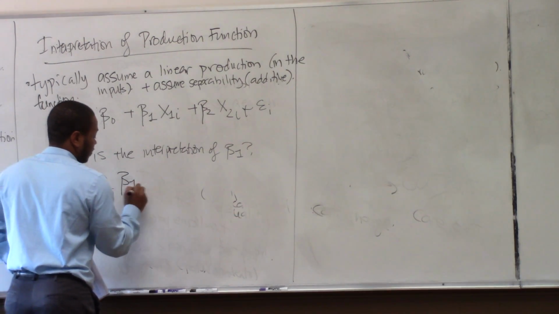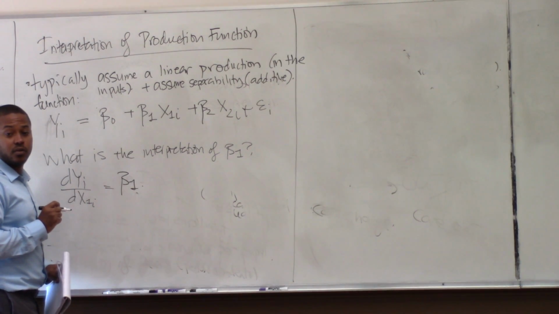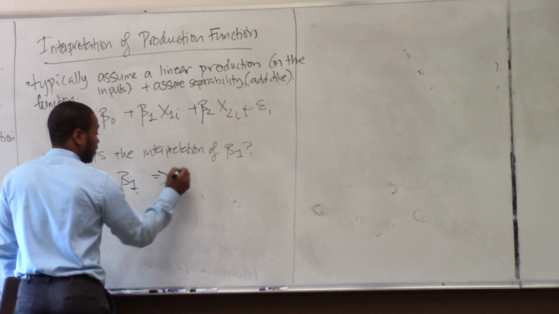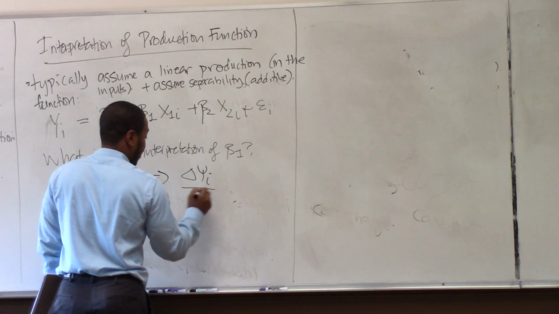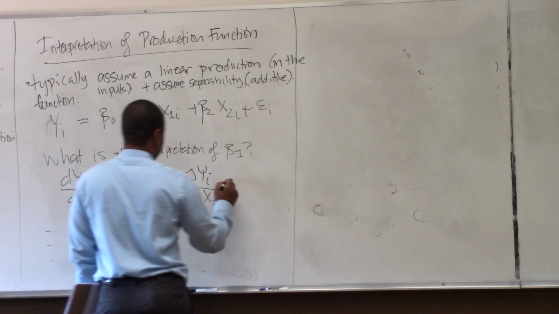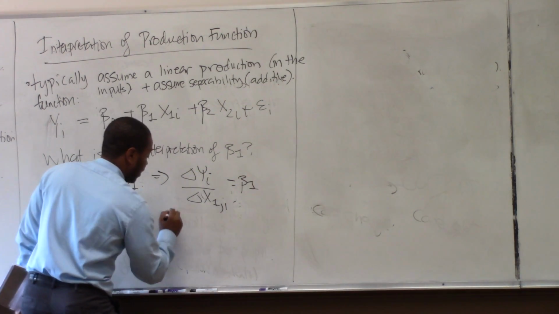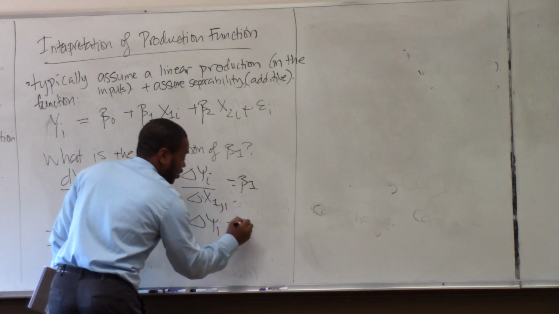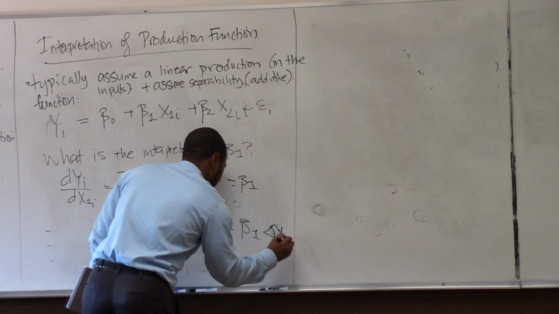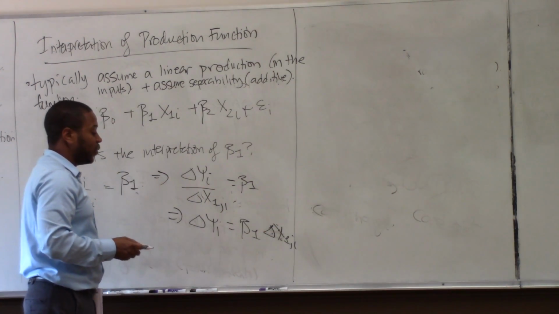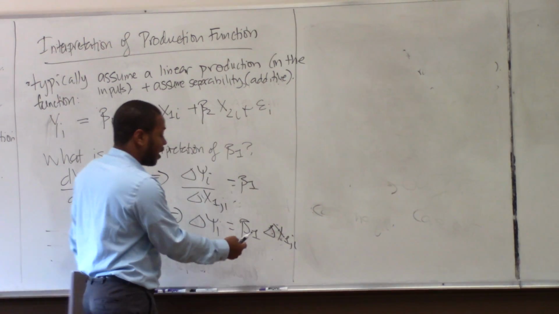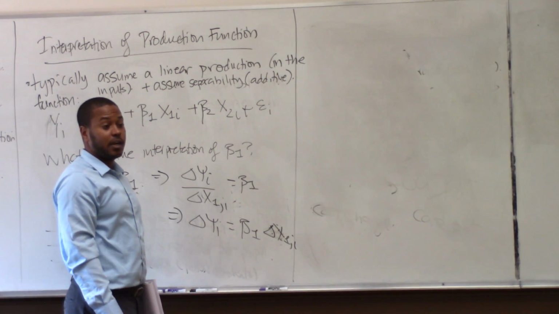That's equal to beta 1, right? And so we can rewrite this as some small change in yi over some small change in x1 for person 1 is equal to beta 1. And that's just going to imply that delta yi is just beta 1 times delta x1 for person i. And so what this is telling us is if we change the input by 1 unit, we're going to get beta 1 more units of output, right?